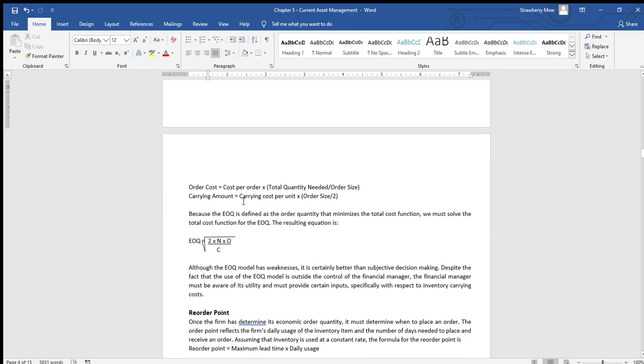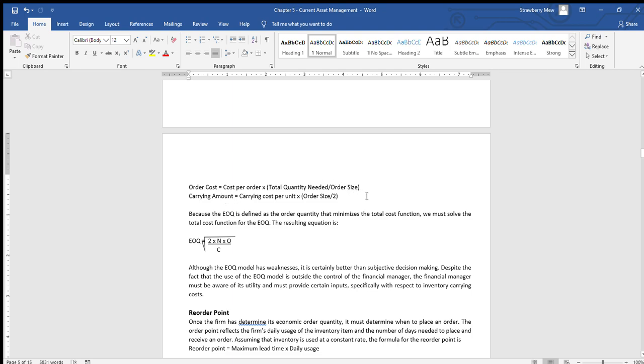So order cost can be computed as cost per order times the total quantity needed divided by the order size. Okay? Tapos, carrying amount is computed using the carrying cost per unit multiplied by the order size divided by 2. Okay? So, yung order size divided by 2, ito lang yung average inventory natin or average inventory na nai-store natin. Kaya na-divide natin ito, divided by 2 ito. Tapos, we multiply it by carrying cost per unit in order to determine the carrying cost or the carrying amount.